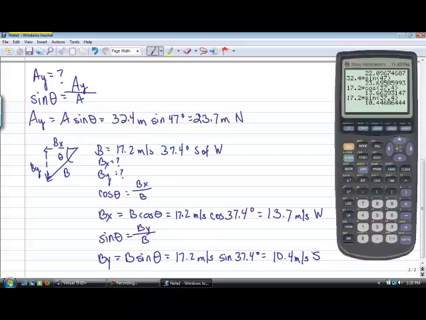South. So in order to get a resultant vector of 17.2 meters per second that is 37.4 degrees south of west, we would need to have 13.7 meters per second west. At the same time we have 10.4 meters per second south. These two are the components of that. And there you have it.